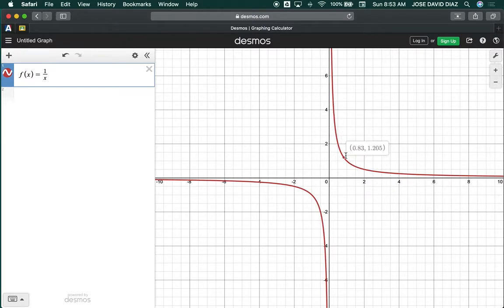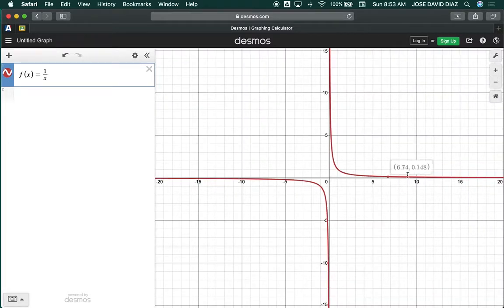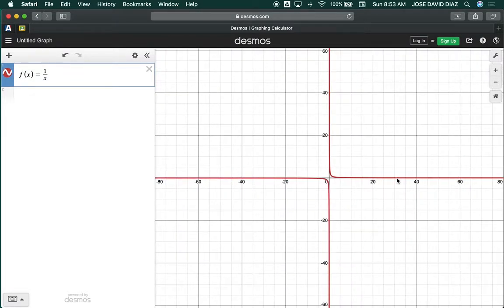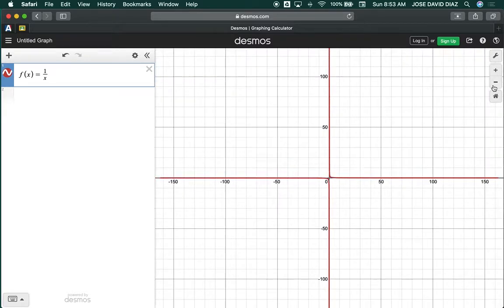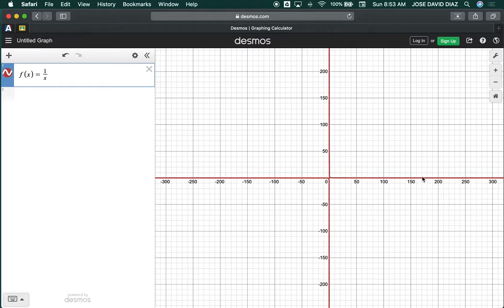And notice that on the right hand side it's getting closer and closer to 0, but it's never going to reach it. Even if I zoom out, it's going to get closer and closer to 0, the y value, but it's never going to reach it. If I zoom out, closer and closer, and so on. You get the point, right? So getting closer and closer to 0, but never crossing.